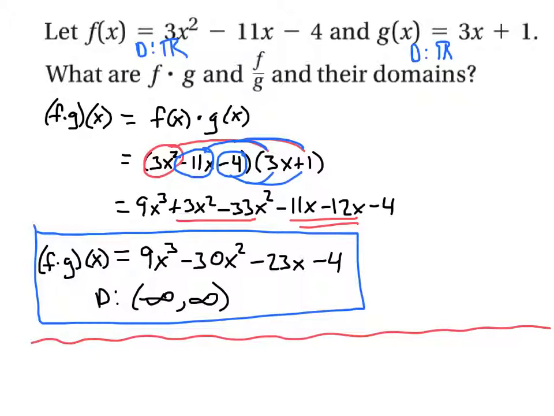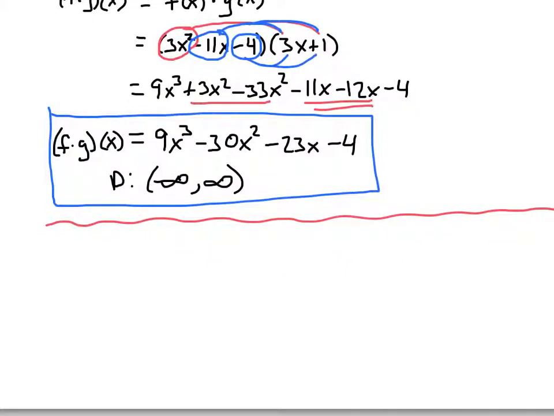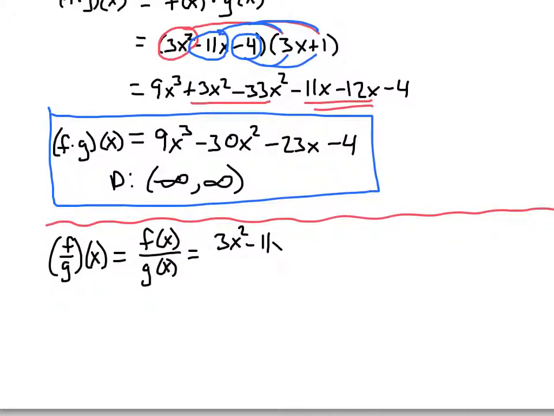So now the last part here is dividing the two functions. So if I have f over g of x, that is my f of x function divided by my g of x function, which means I have 3x squared minus 11x minus 4 over 3x plus 1. Now we need to try to reduce that fraction. And please remember, you cannot just cancel these 3's or these x's. Okay, you can only cancel factors, not terms.